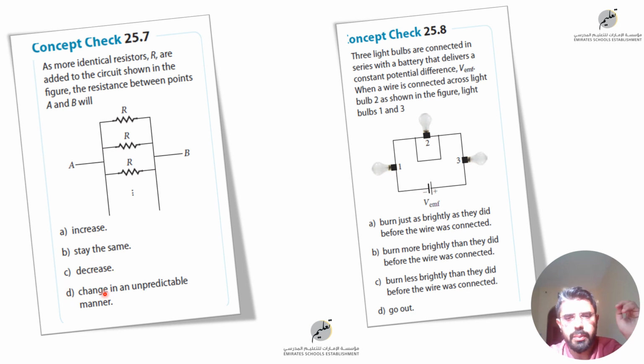If you go back to the equation, it is 1 over the resistance, so there is an inverse. If we are adding more resistance in parallel, the total value will decrease because of the inverse, 1 over R.